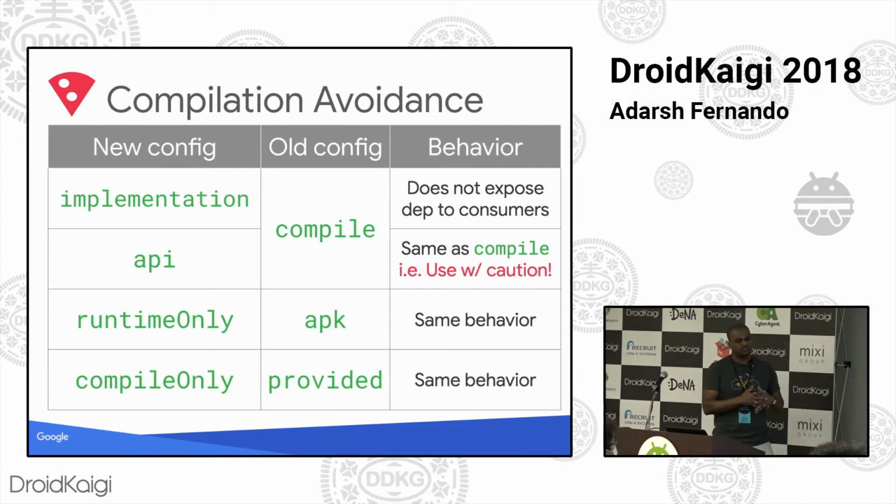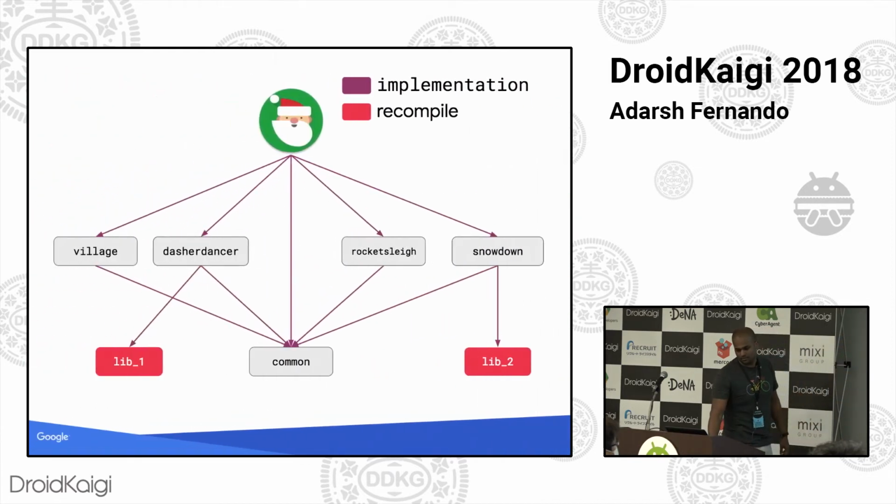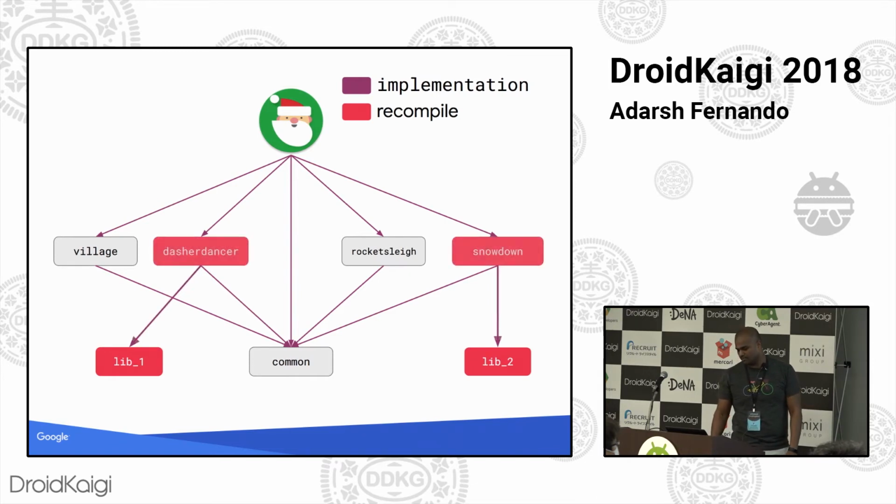In fact, most of the time, let's say you end up leaking the APIs for lib1 upstream. Instead of adding that as an API dependency, just add that to whatever modules are using those APIs as an implementation dependency. So if we look here, we changed all of it to implementation configurations. Lib1 and lib2 get recompiled. Dasher, Dancer, and Snowdown get recompiled, but that's it. The buck stops there, and we don't have to recompile the main app.